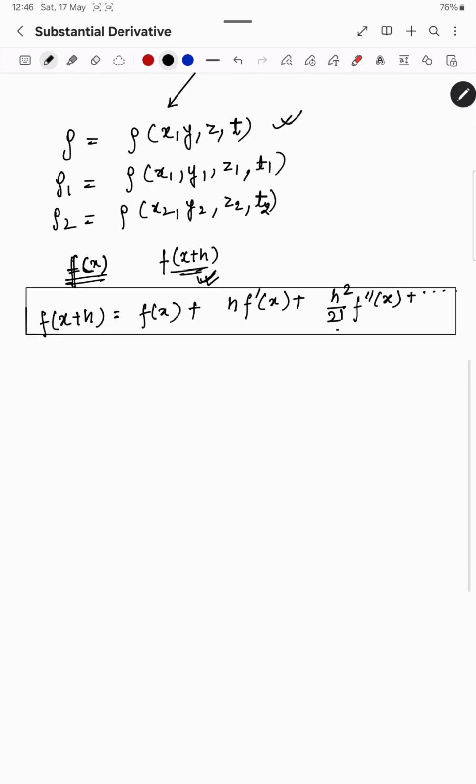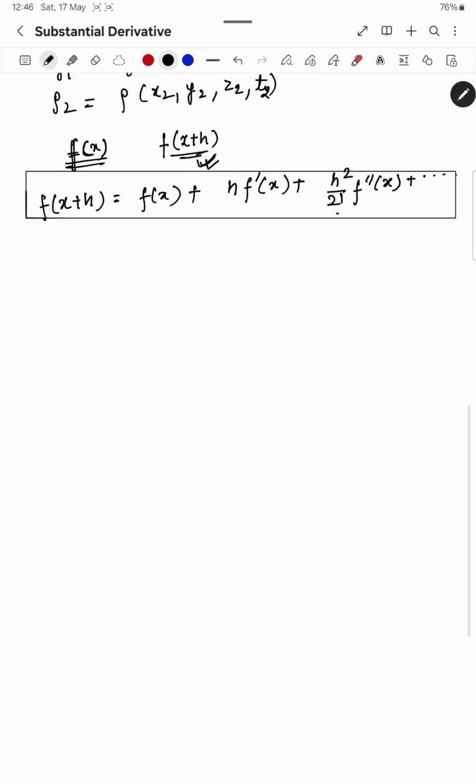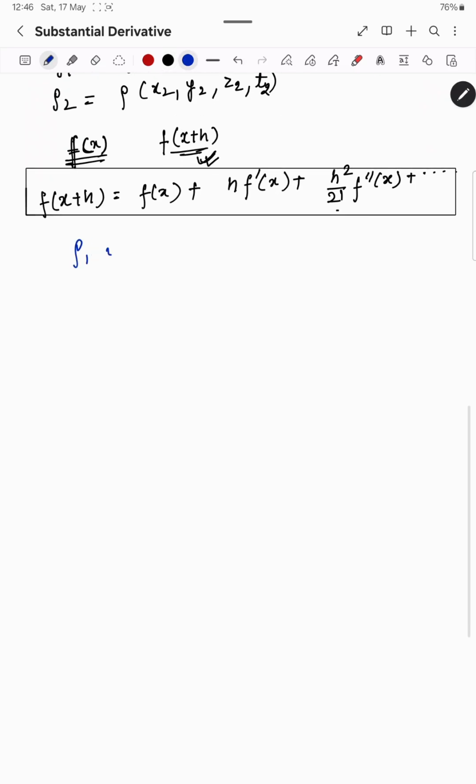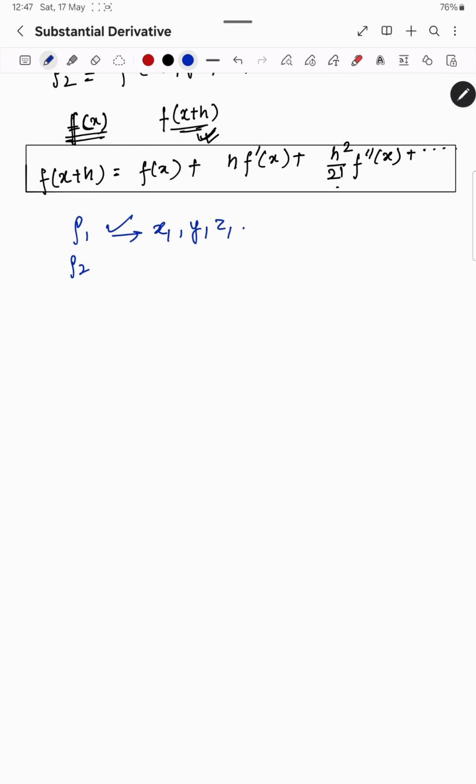Suppose we know the density at point 1. This rho 1 is known, and we want to find the density at point 2, that is rho 2. This is at x1, y1, z1, t1, and this is at x2, y2, z2, t2. So basically we will expand this theorem to 3D.